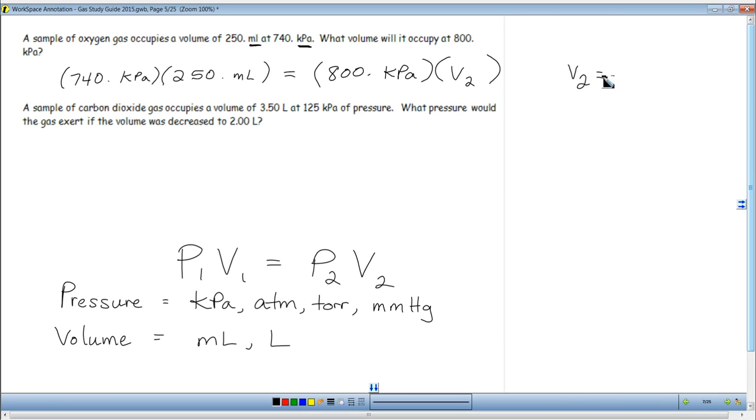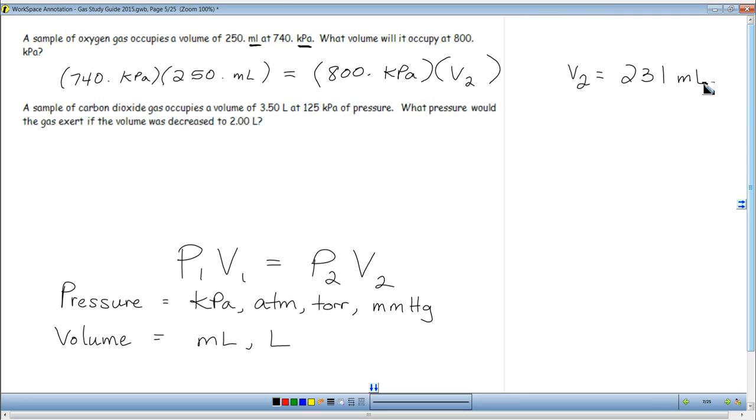V2 equals, plug this in my calculator. Now for sig figs, I usually go with whatever the given data set has. So the original volume, the 250 with a decimal, that is 3 sig figs. So I'm going to leave this as 231. And it'd be the same unit. If the original volume was in milliliters, my final volume is milliliters.